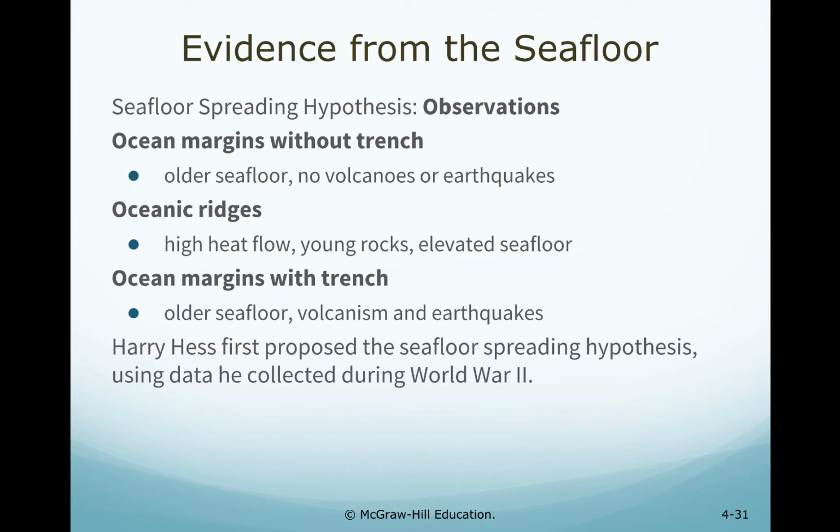Seafloor spreading hypothesis. Here are the observations. Ocean margins without trenches have older seafloor, no volcanoes or earthquakes. Ocean ridges have high heat flow, young rocks, and elevated seafloor. Ocean margins with a trench have older seafloor, volcanism, and earthquakes. Harry Hess first proposed the seafloor spreading hypothesis. He used the data he collected during World War II.